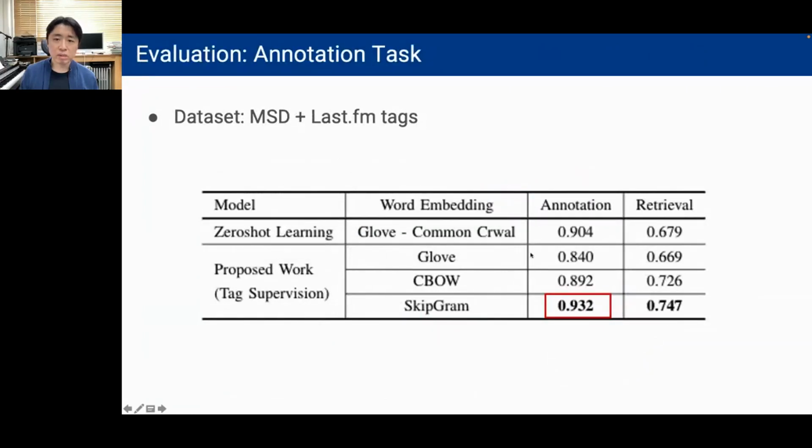So in this experiment, we compared the pre-trained GloVe embedding in the zero-shot learning model that I mentioned before to the musical word embedding by replacing only the word embedding part. In addition, we tried three different algorithms, GloVe, CBOW, and skip-gram, to train the musical word embedding. And it turns out that the musical word embedding worked better than the pre-trained GloVe for both annotation and retrieval when skip-gram is used. But when GloVe and CBOW are applied to the musical word embedding, the performance actually becomes lower.